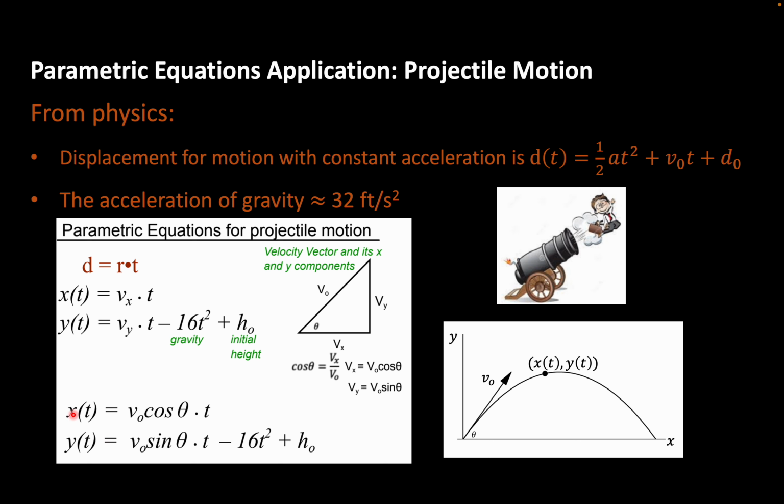In the x direction, I get the initial velocity multiplied by cosine of the angle under which the projectile is released from the horizontal direction, multiplied by time. In the y direction, I get velocity multiplied by sine of that angle multiplied by time, minus 16t squared plus h0, which is the initial height. So what we are doing with this equation is, at any point in time during the projectile motion, I can represent the position of the projectile parametrically using the x(t), y(t) functions.